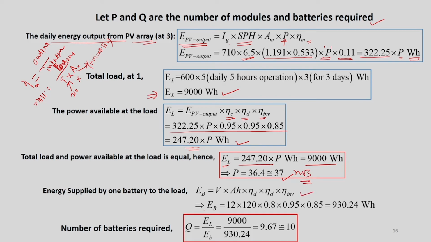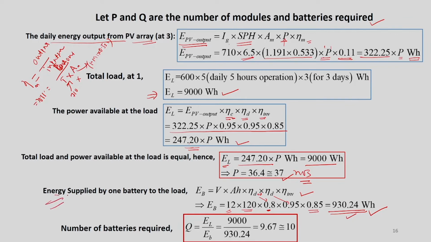Then the energy supplied by one battery to the load, we can calculate something like this. We already know it is 12 into ampere hour, which is 120, the voltage is 12 volt, and the DOD is 0.8, the discharge efficiency is 0.95 and the inverter efficiency is 0.85. So, it is about 930.24 watt hour.